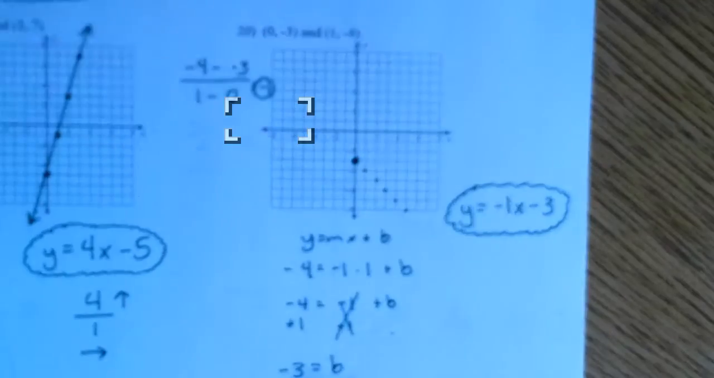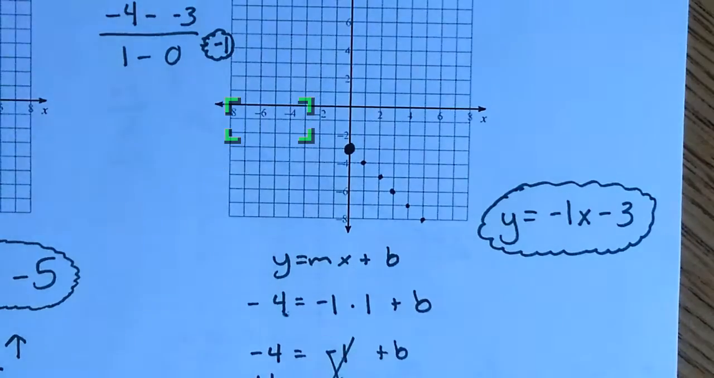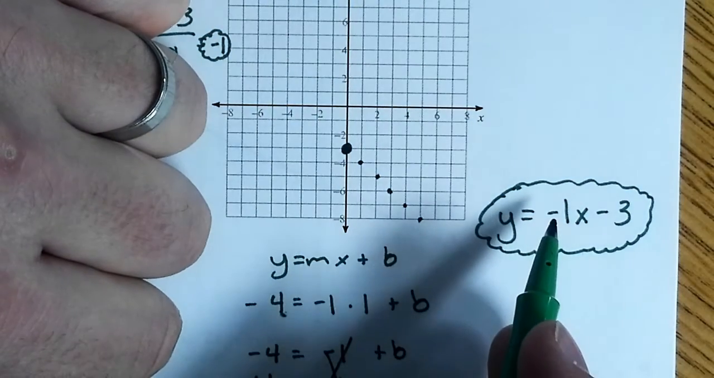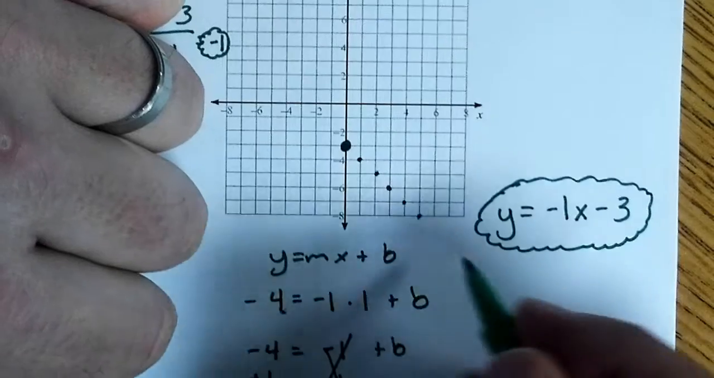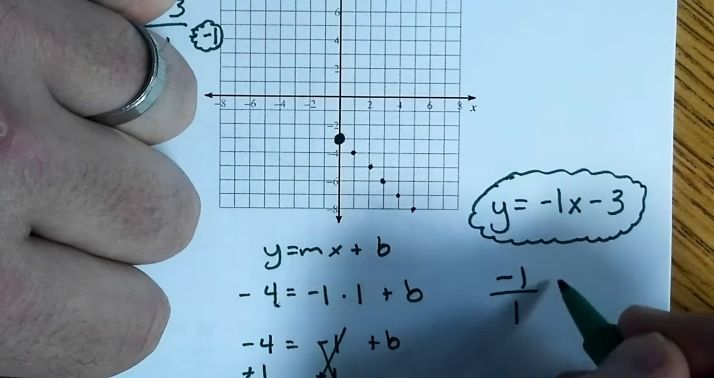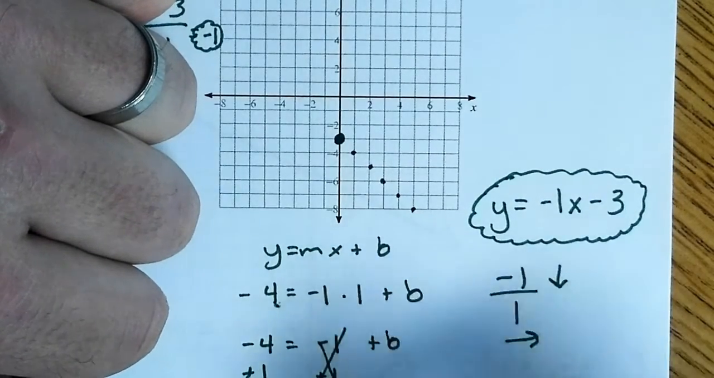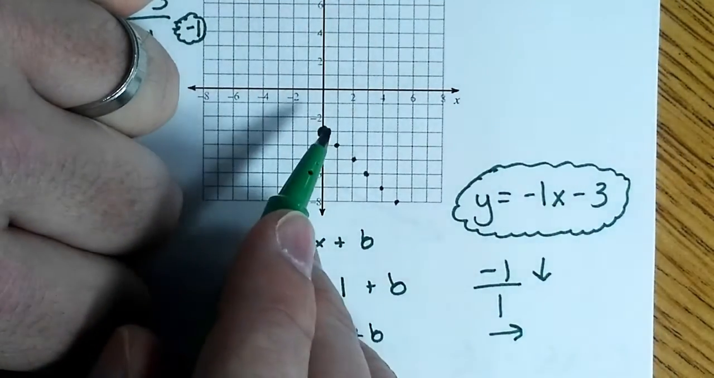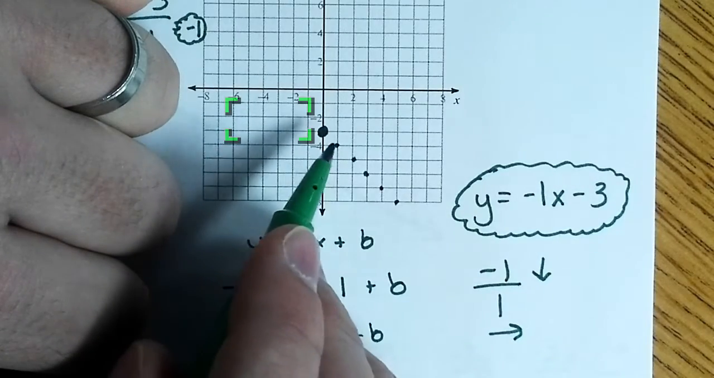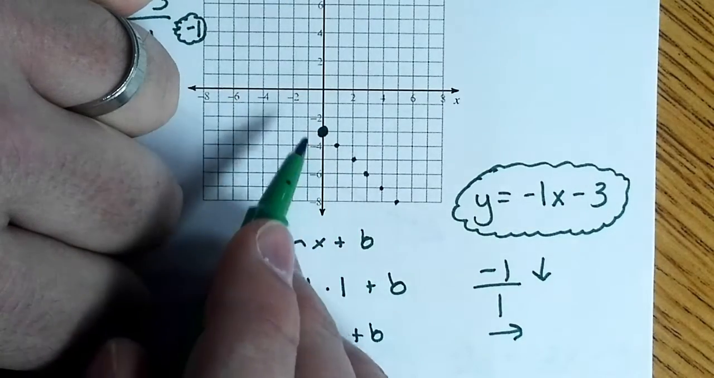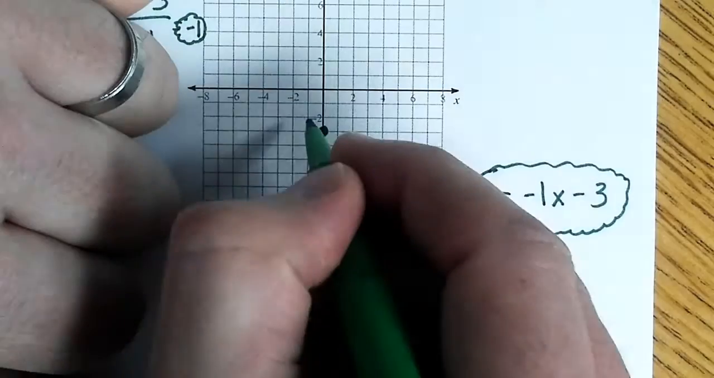So I'll put the dot. Oh my bad, I should probably zoom in. So I'll put the dots because that negative 1 means down 1, right 1. Down 1, right 1. So from negative 3, I went down 1, right 1, down 1, right 1, down 1, right 1. So the opposite of that would be up 1, left 1.